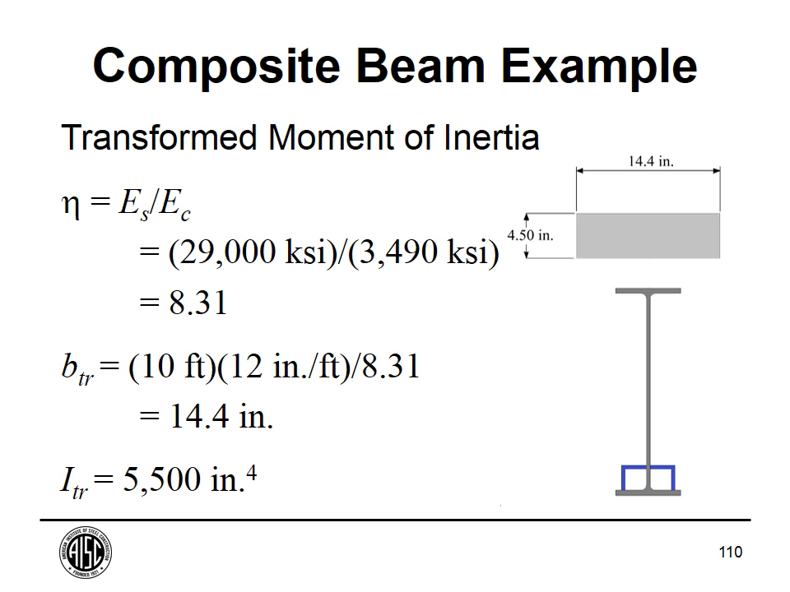All right, so let's go in and calculate the transformed moment of inertia. The first thing I did was calculate the modular ratio, 8.31. The transformed width is 14.4 inches, based on that straight division of the 8.31 into the 10 feet. I plugged that into one of the shape builder programs that are out there, and I came up with a transformed moment of inertia of 5,500 inches to the fourth.